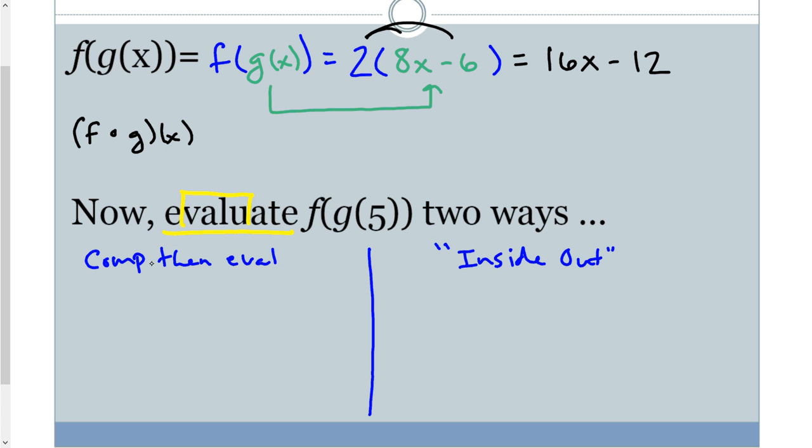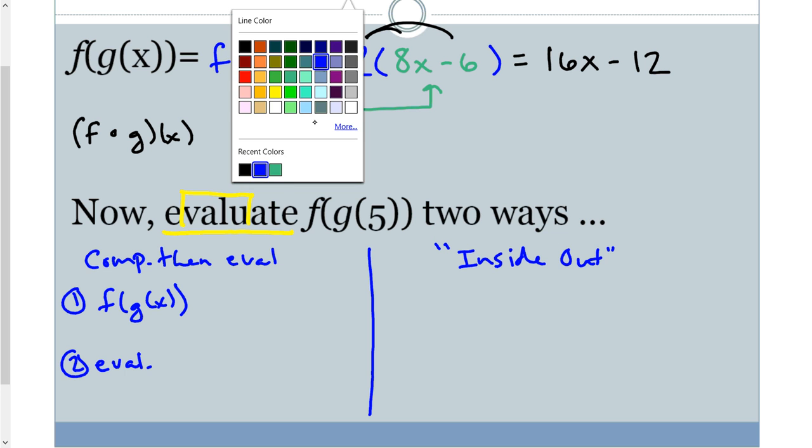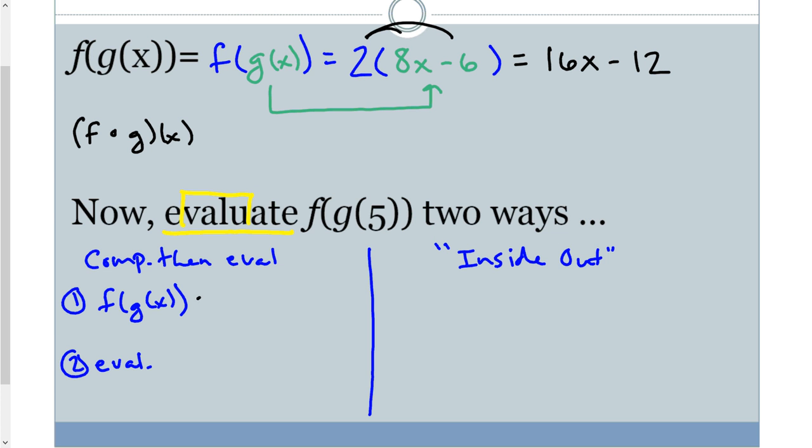If you're going to do a composition and then evaluate, it means that first you would go through and find f of g of x, and then second, you could go and evaluate it. For this particular example, we already found what f of g of x was. So we've already done the composition. We could say that f of g of x was equal to 16x minus 12.